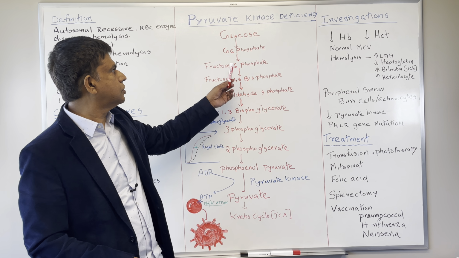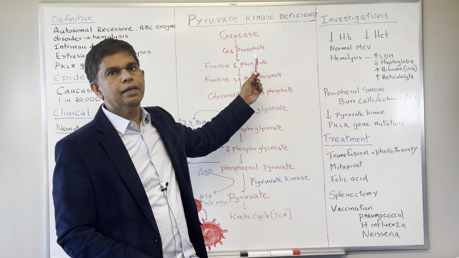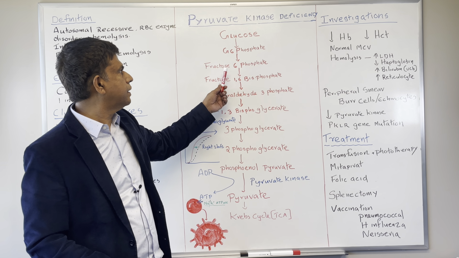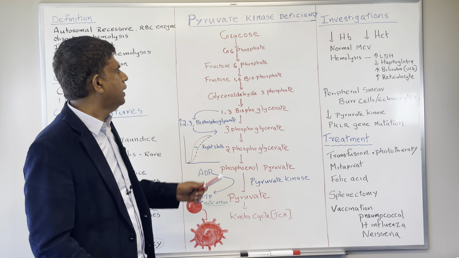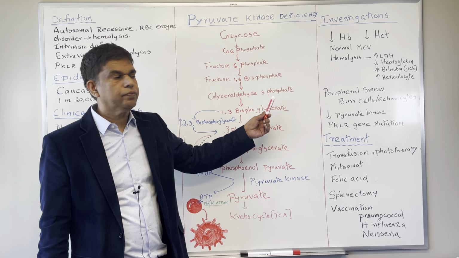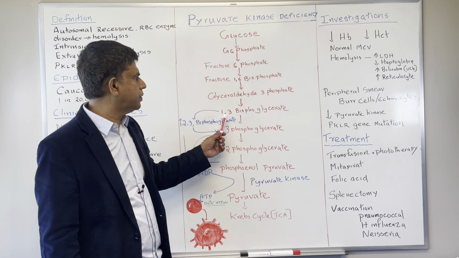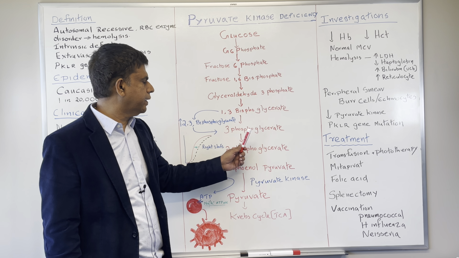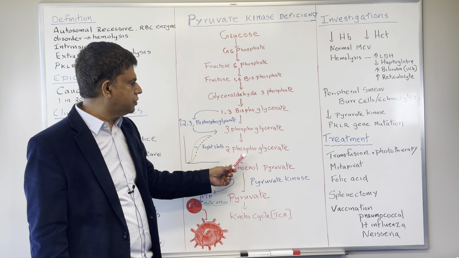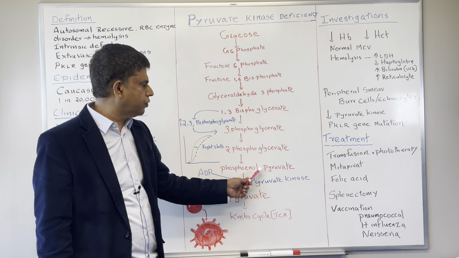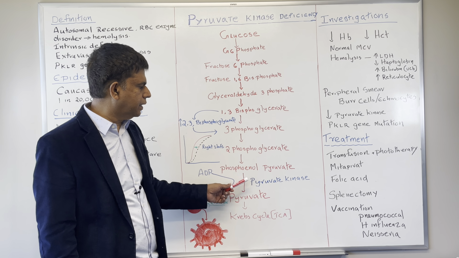Okay, let's start with glucose. Glucose is converted to glucose 6-phosphate. You actually use ATP for this purpose, and then glucose 6-phosphate is converted into fructose 6-phosphate, and then fructose 1,6-bisphosphate, and then that's converted into glyceraldehyde 3-phosphate, which is converted into 1,3-bisphosphoglycerate. That's converted into 3-phosphoglycerate, and then into 2-phosphoglycerate, and then you have phosphoenolpyruvate. That's converted into pyruvate.